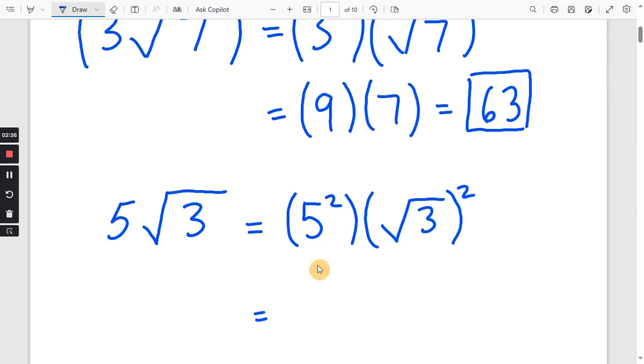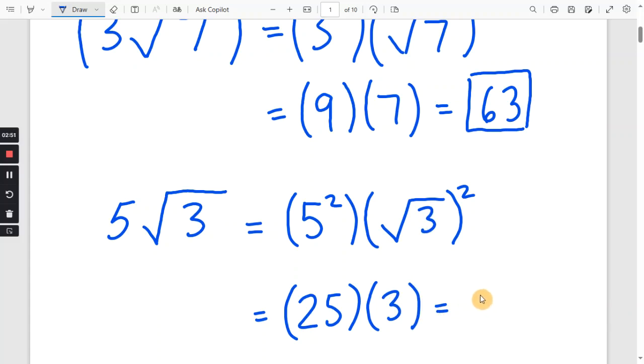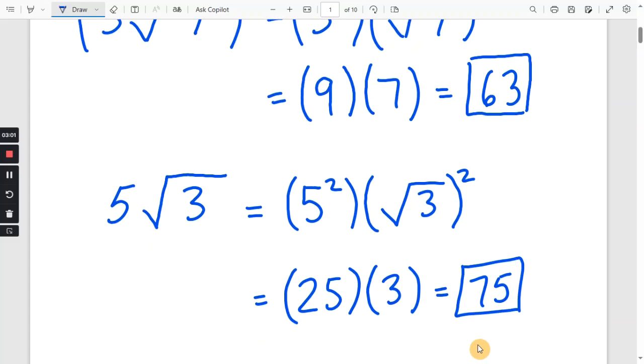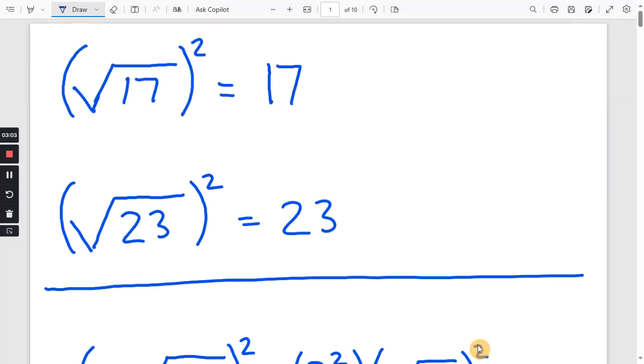All right, so 5 squared is 25, and then radical 3 squared is 3, and then we do 25 times 3, and we get 75, right? Very good. Radical 3 squared, you just remove the square root. And then 25 times 3 is just 75. All right, everybody okay on that?